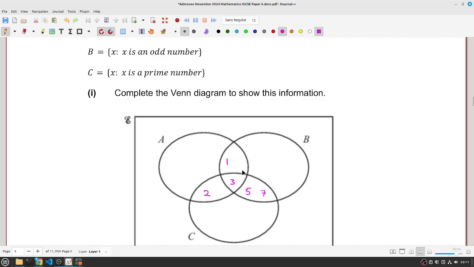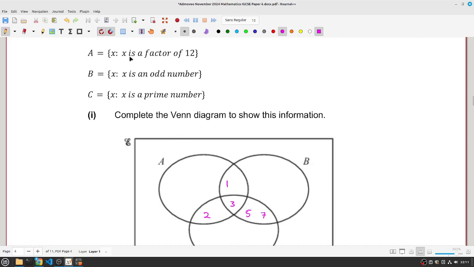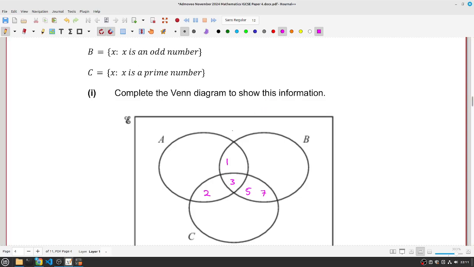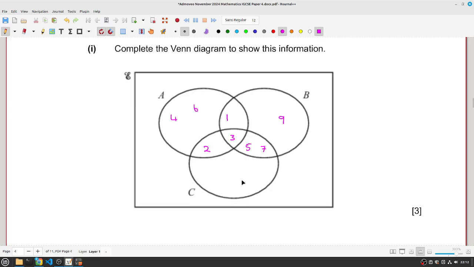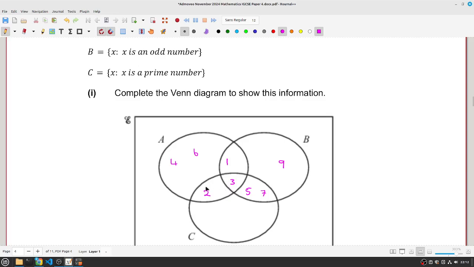Okay, then let's see. From all the numbers that are left, which ones fit in A? Factors of 12. Okay, so 1 is a factor, 2 is a factor, 3 is a factor, 4 is a factor of 12. 5, 6 is a factor of 12. 7 we already used. 8 is not a factor, and 9 is not a factor, and 10 is not a factor. B, odd numbers. Which odd numbers haven't we used? We've used 1, 3, 5, 7, so we still have 9 left. Prime numbers. Okay, so 2, 3, 5, 7. That's all the prime numbers, right? From 1 to 10. Okay, so nothing goes in here.